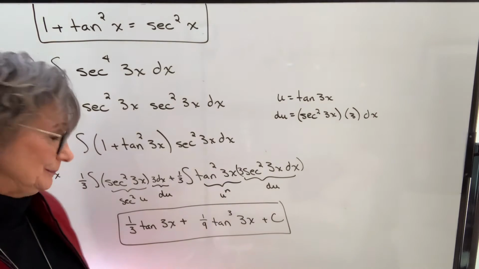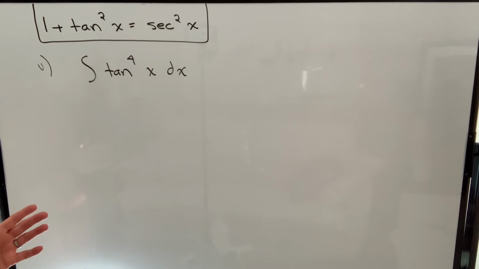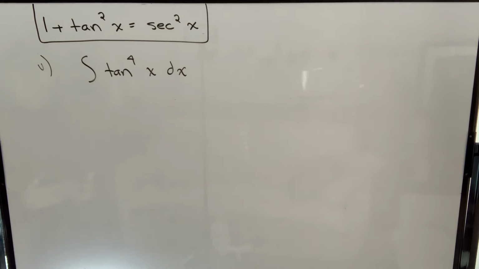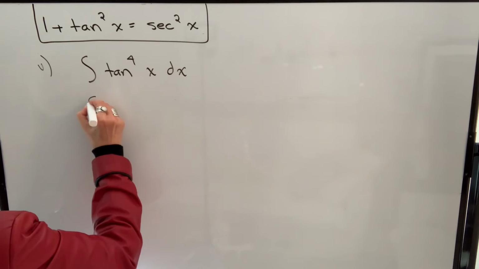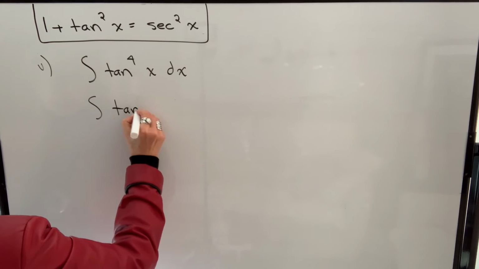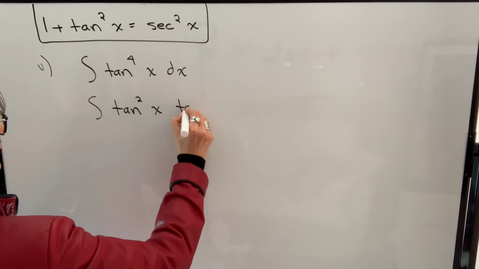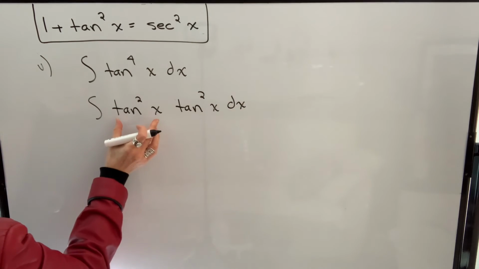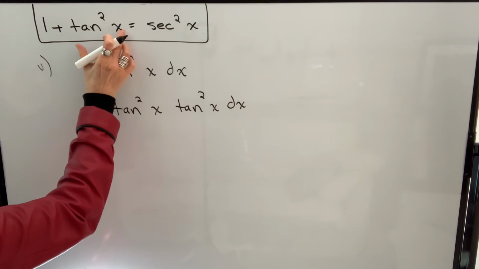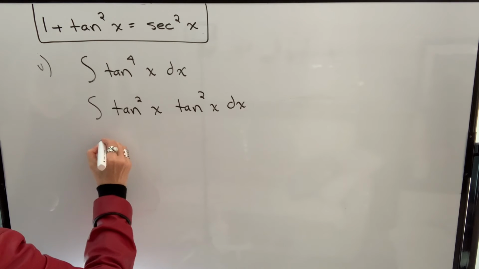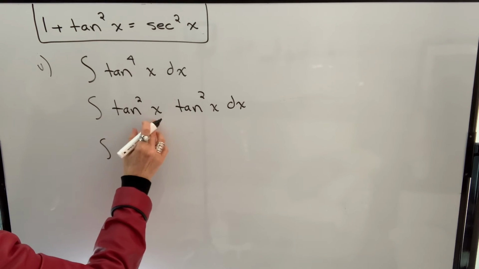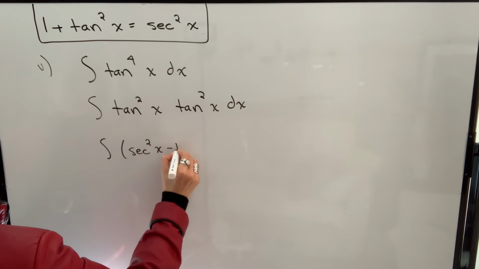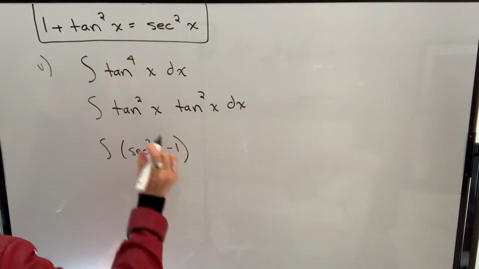Let's try one more. In our next example, we have tangent to the 4th power, and we don't have a secant function. But what I'm going to start with is break this up into tangent squared x times tangent squared x. I'm going to replace one of these using my Pythagorean identity. So tangent squared x will equal secant squared x minus 1. I just isolated tangent squared.